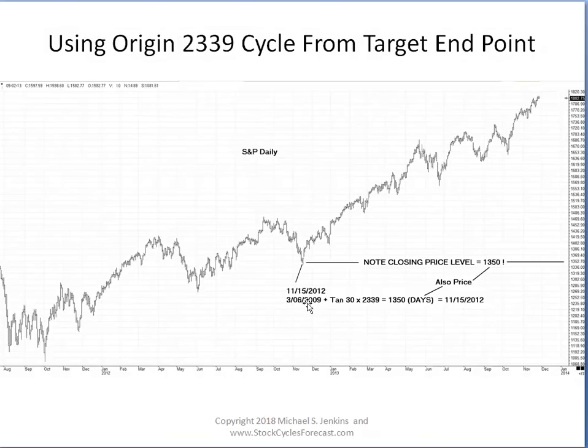Now we did it on the other side. We took our target of 3/6/2009, and we added our 1350 from the target date, and we get 11/15/12, which turned out to be an exact low. But note, on that exact low date, the price level was our time cycle. It was 1350. So both the price and the time were related to the origin point and came together for a perfect low. And then of course we had another gigantic leg up in the market.